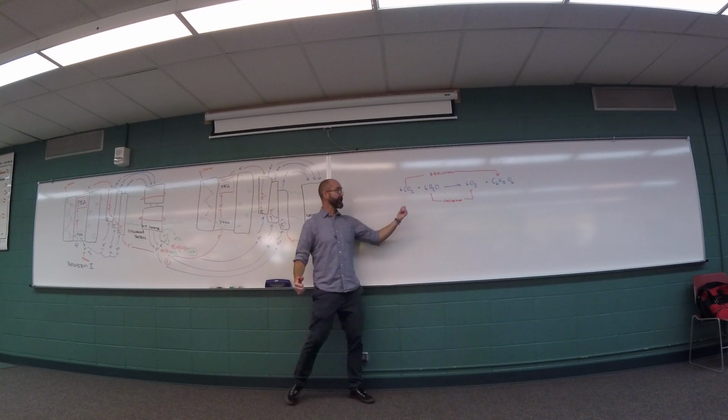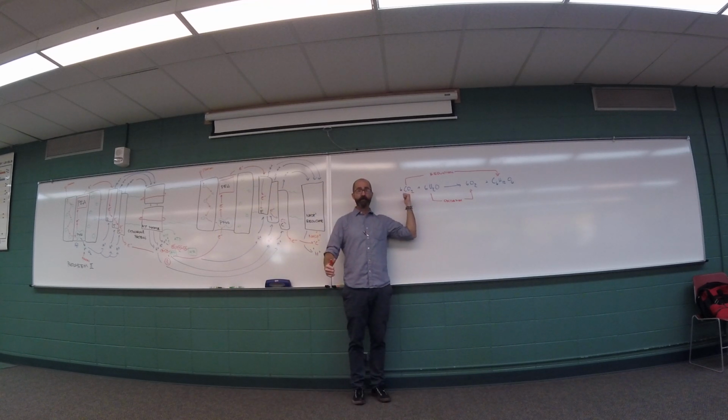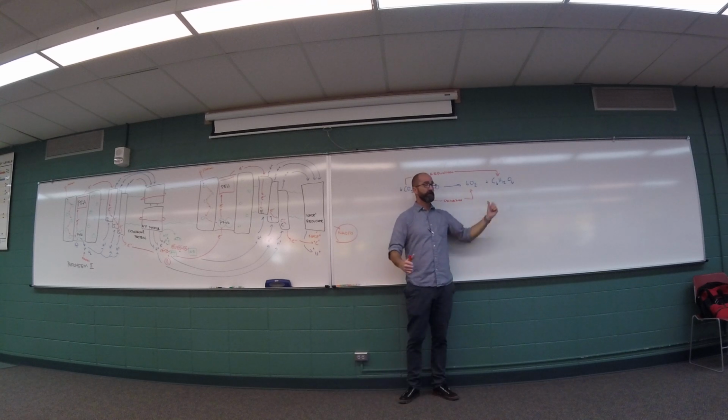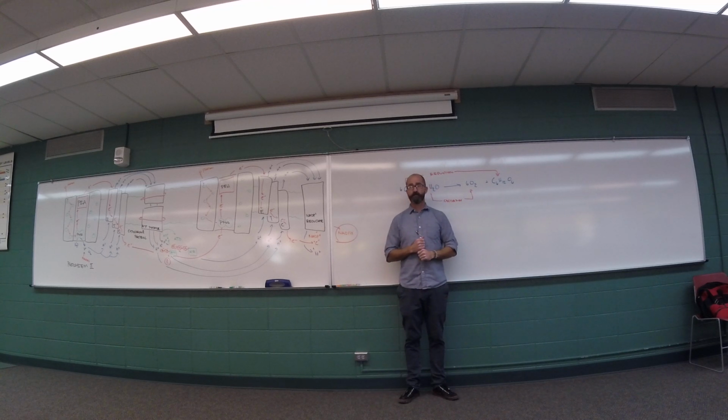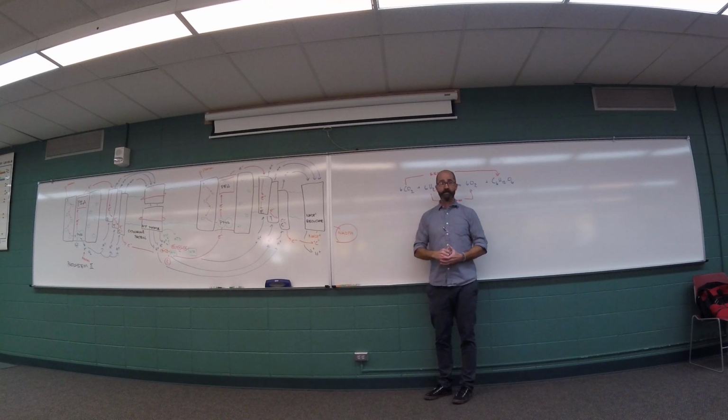And we're going to use that energy to reduce carbon dioxide into sugar. The purpose of the light reactions is to make all of the stuff necessary to make sugar. We're not making sugar at this point. We're just making all the stuff to make sugar, okay?